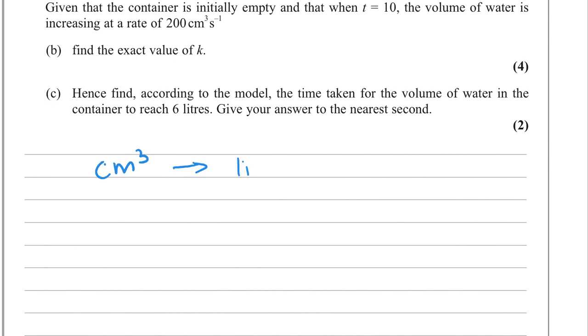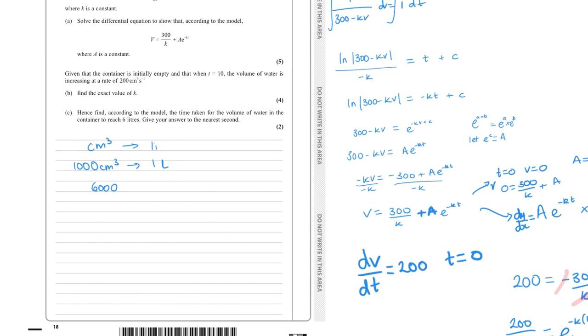1 centimetre cubed, 1,000 centimetres cubed equals 1 litre. So 6 litres is 6,000. Hence, find, according to the model, the time taken for the volume of the water in the container to reach 6,000. So now we're going to have 6,000 equals. We need to find t, right? So we're going to have 6,000 equals.